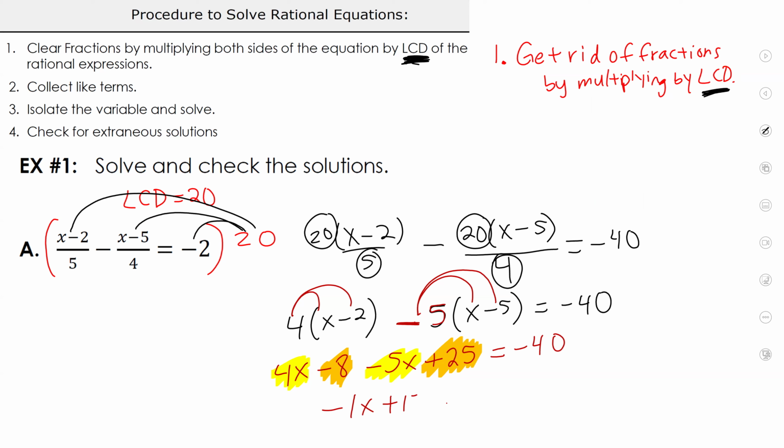17 equals negative 40. Okay, we want to get x by itself. So what shall I do to both sides? Yep, subtract 17. So I'll get negative 1x is equal to negative 57. Now what should I do? Divide by a negative 1. So x is 57.